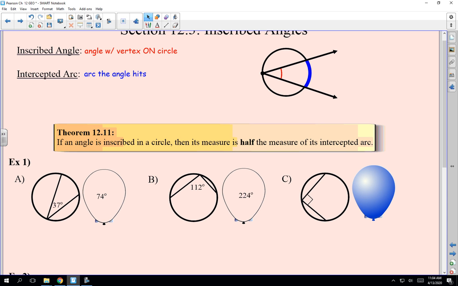224 degrees. And this one we have marked as a 90-degree angle. If that's a 90, it intercepts an arc right here that has to be double that, or 180 degrees. So that's hitting the 2 points of the diameter right through here, as you can see. So the big idea there is if you're given the inscribed angle, you double it to get the intercepted arc. If you're given the intercepted arc, you would take half of it to get the inscribed angle.